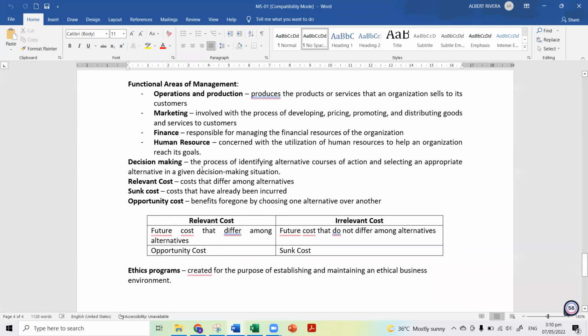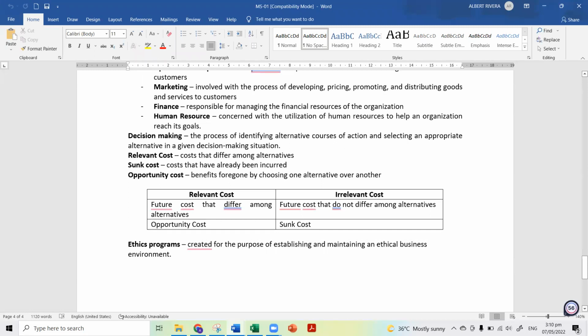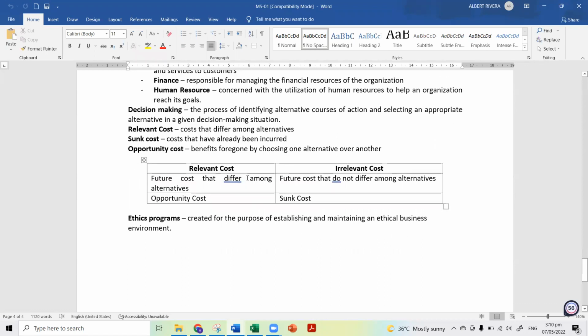For example, what is a decision making? Ganyan. The process of identifying alternative courses of action and selecting an appropriate alternative in a given decision-making situation. Ganyan. Relevant costs that differ among alternatives. Sunk costs, wala na. Costs that have been incurred. Opportunity costs, benefits forgone by choosing one alternative. Gamit na gamit kasi yan. Okay, so ethical programs created for the purpose of establishing and maintaining an ethical business.